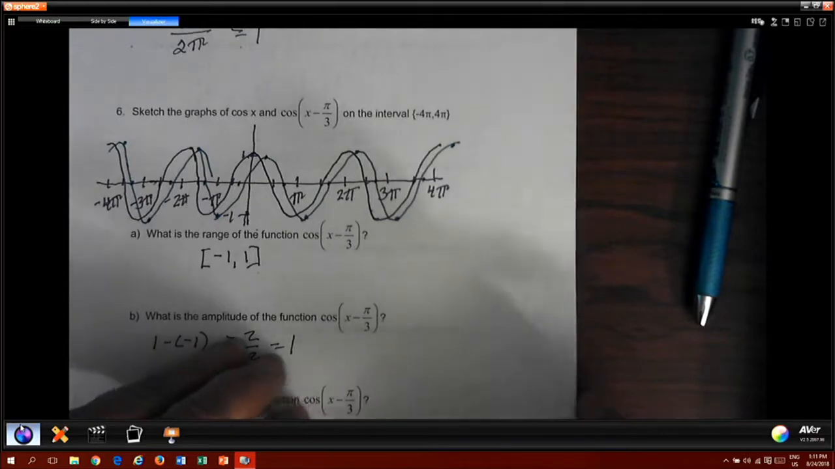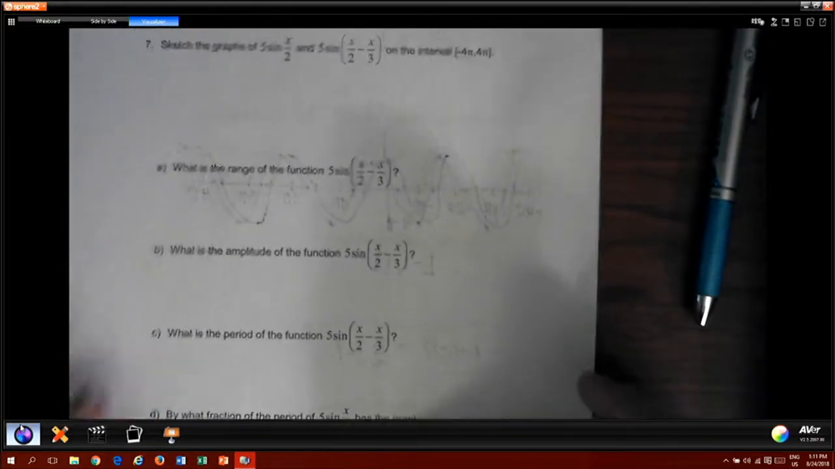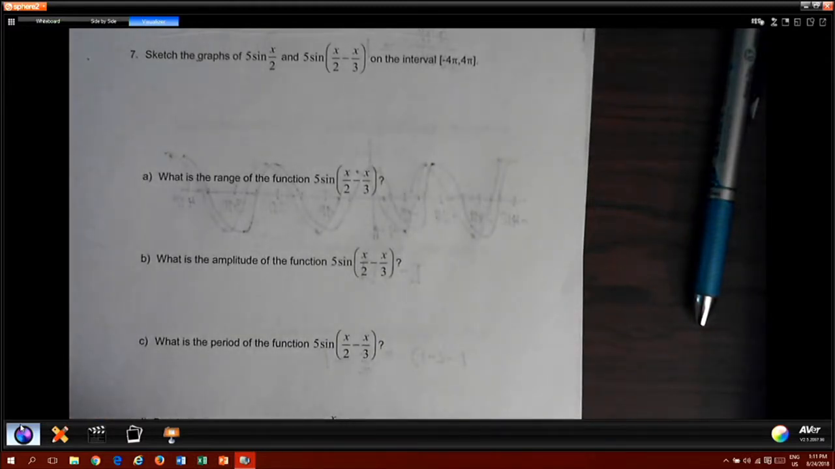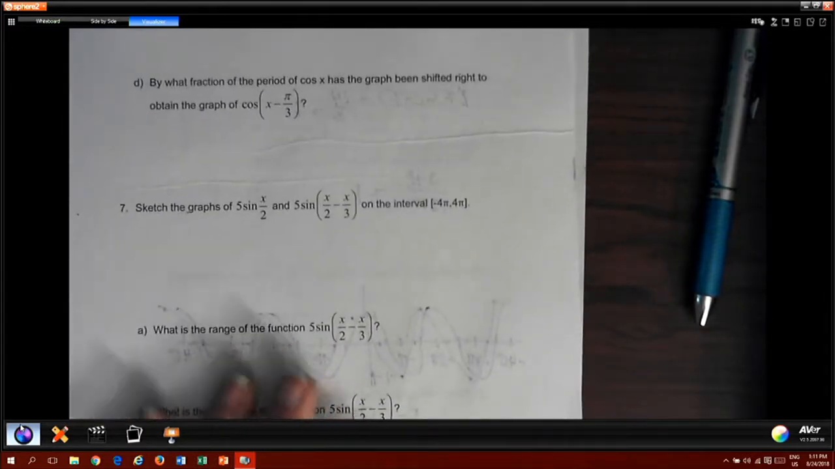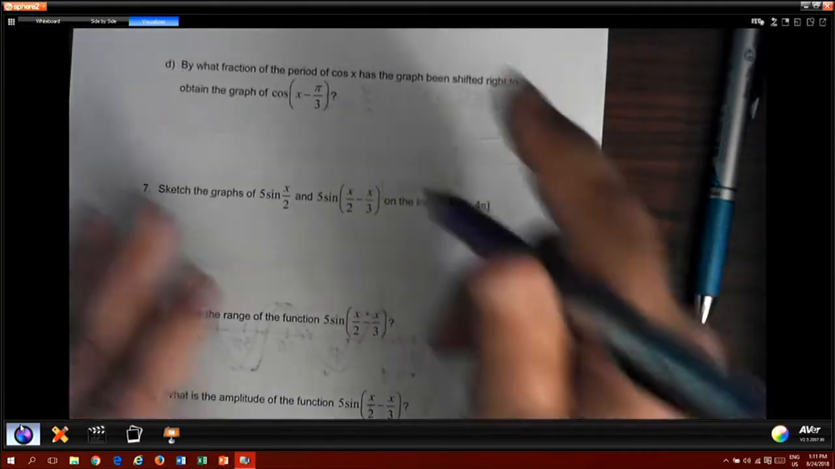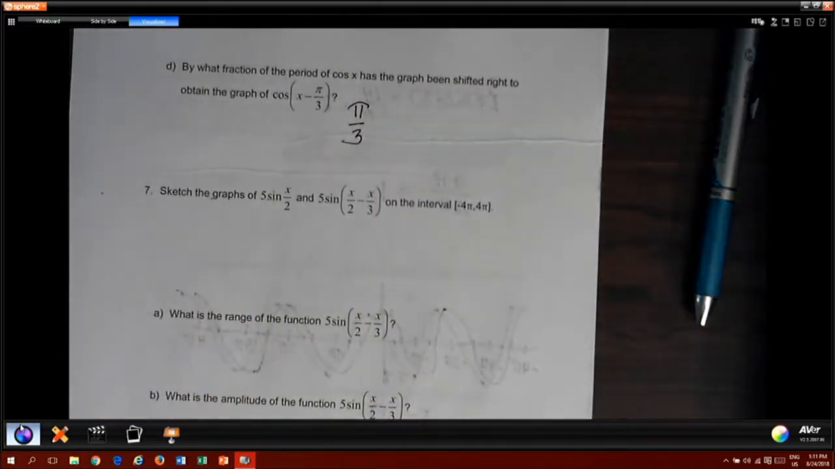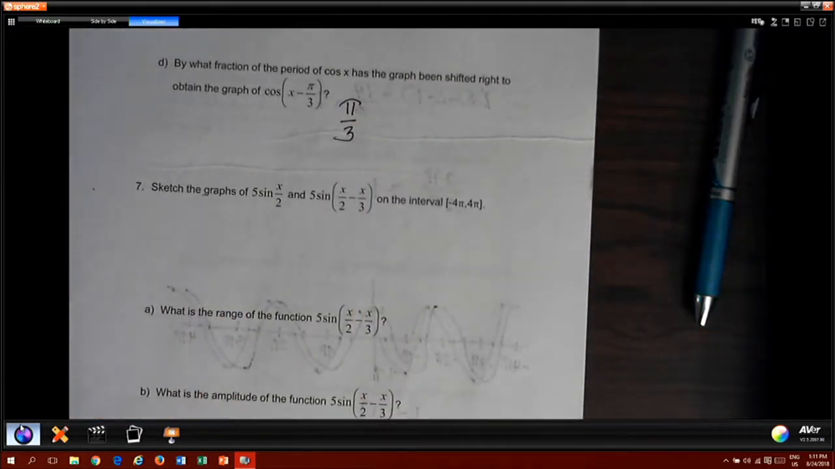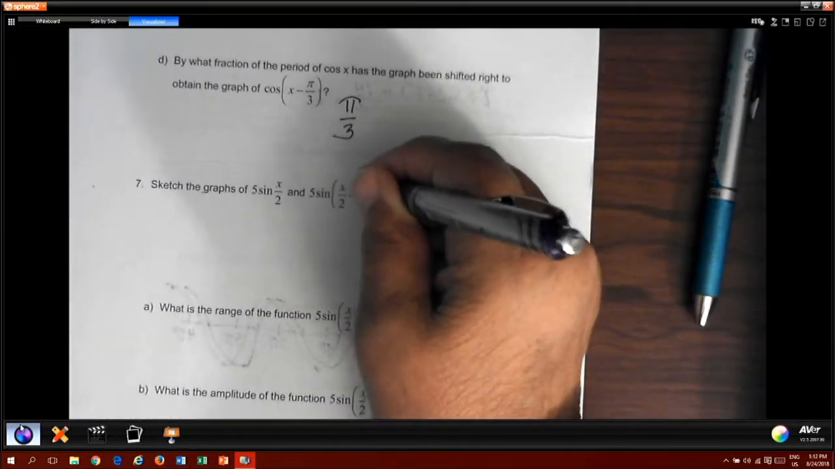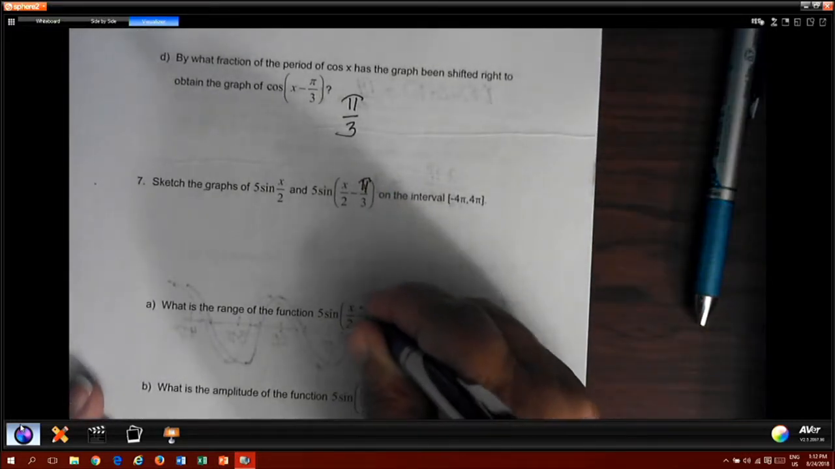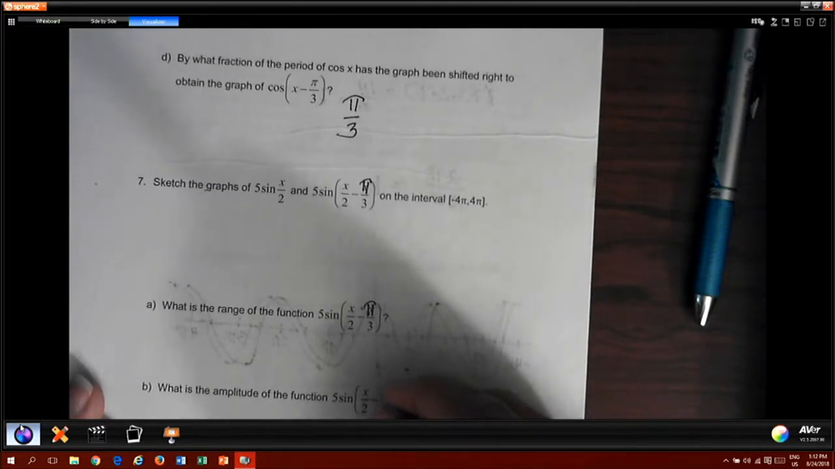And then we're asked by what fraction of a period of cosine of x has the graph been shifted to the right. And it's been shifted pi over 3 to the right. Okay, these are supposed to be pi over 3 instead of x over 3.